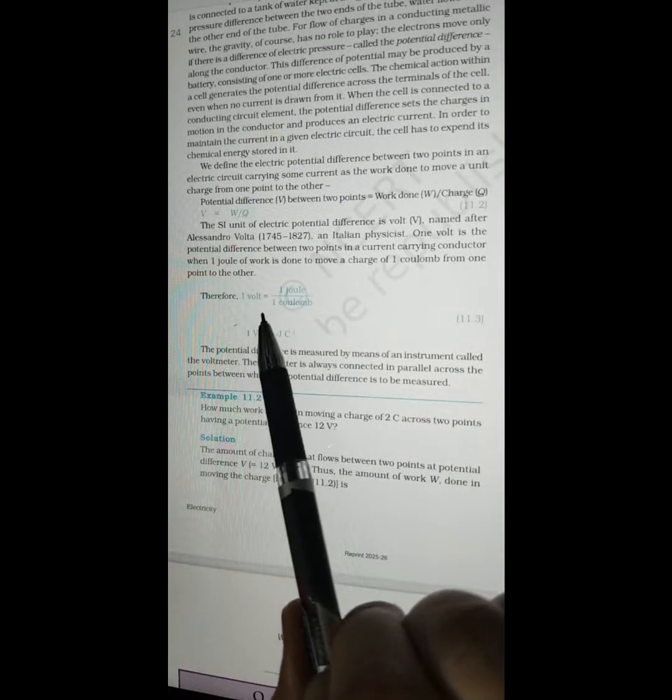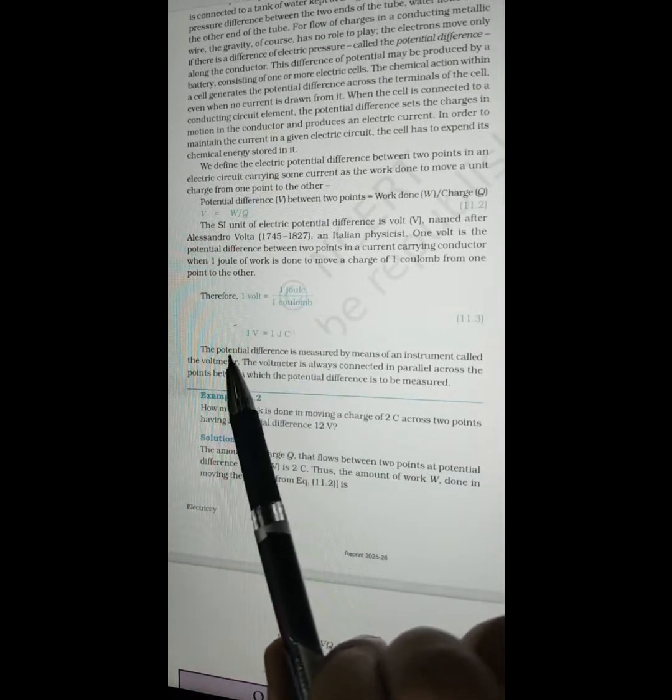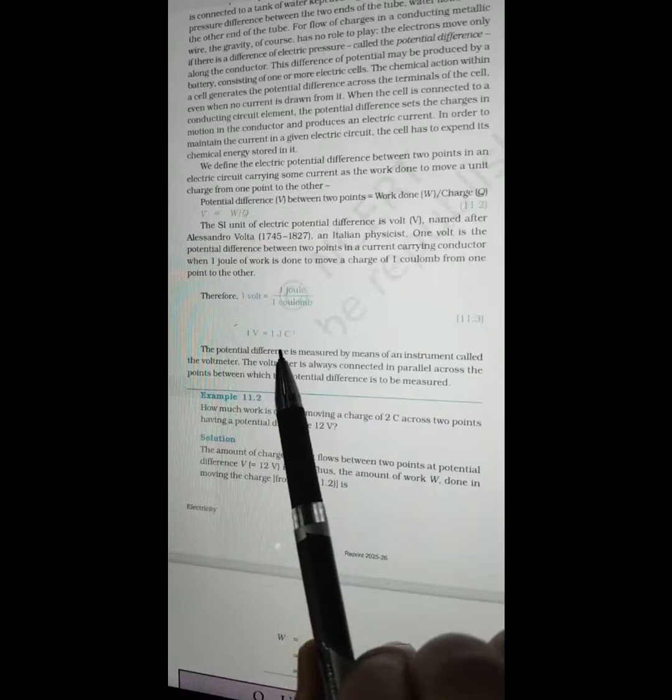1 volt is the potential difference between 2 points in a current carrying conductor when 1 joule of work is done to move a charge of 1 coulomb from one point to the other. Therefore, 1 volt is equal to 1 joule by 1 coulomb, or 1 V is equal to 1 J C^-1, means 1 joule per coulomb. The potential difference is measured by means of an instrument called the voltmeter. The voltmeter is always connected in parallel across the points between which the potential difference is to be measured.